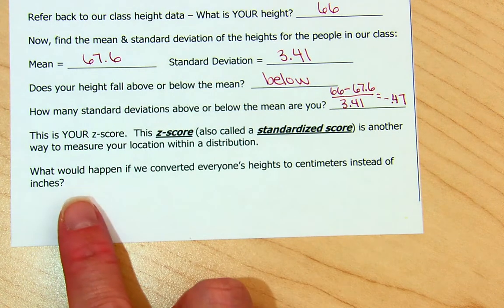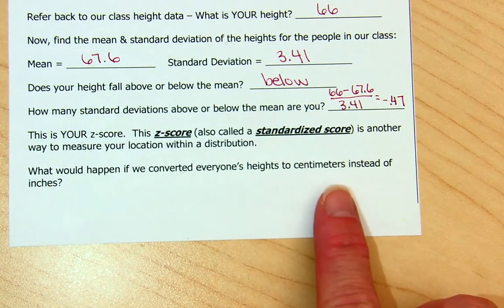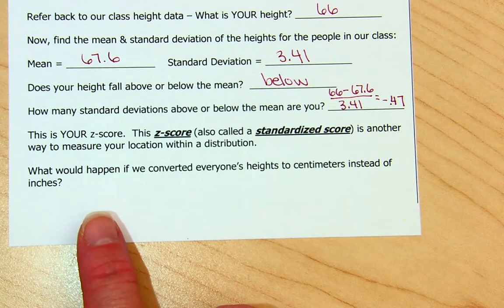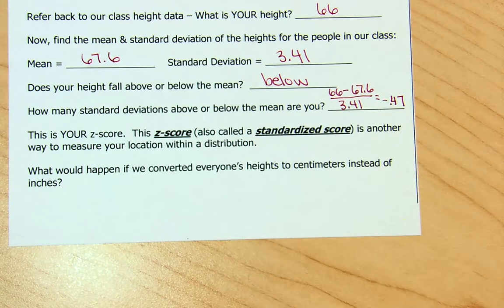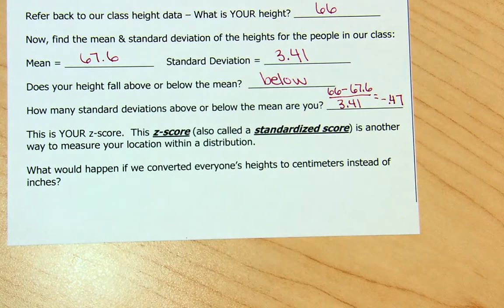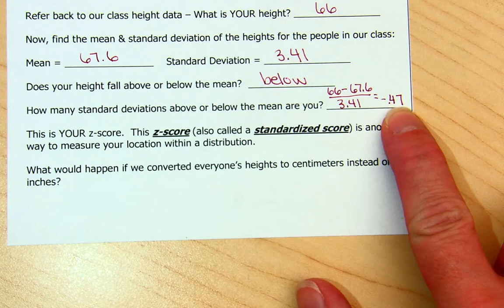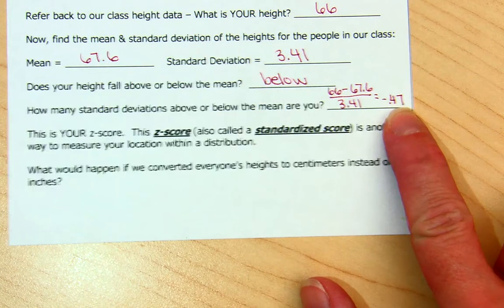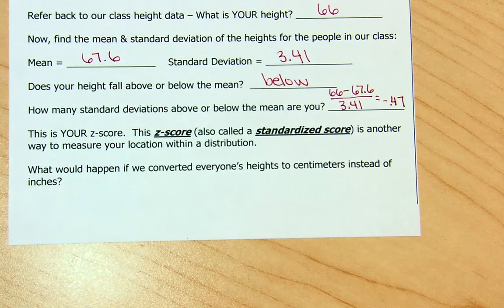Down here at the bottom it says, what would happen if we converted everyone's height to centimeters instead of inches? How would that affect this calculation? Your height would be different. It's going to change all 3 of the values, right? So will it change the z-score? Because all the values got multiplied by the same multiplier, it doesn't change. So changing units has no effect on the z-score.